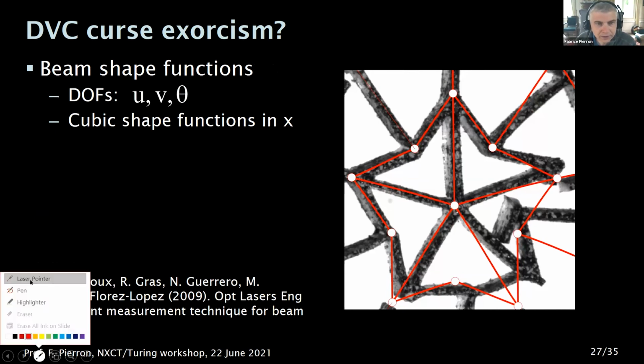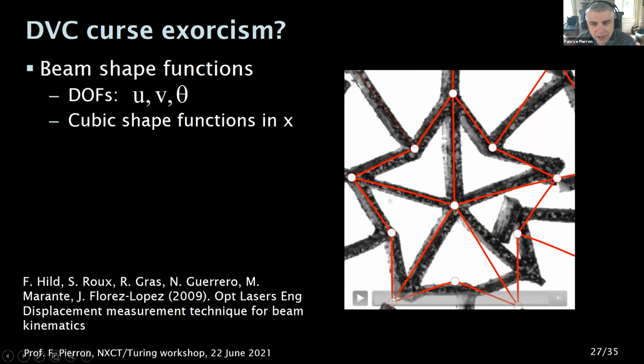let me just play that video. You can again define shape functions as beam shape functions. So each node here has two displacements in plane and a rotation. They used here cubic shape function for the shape of the beam.